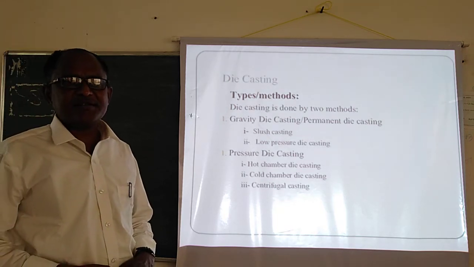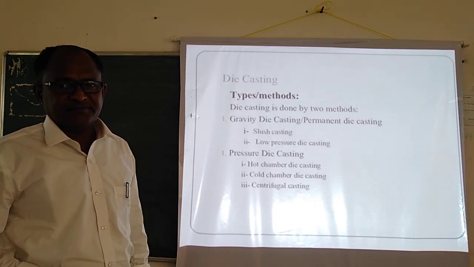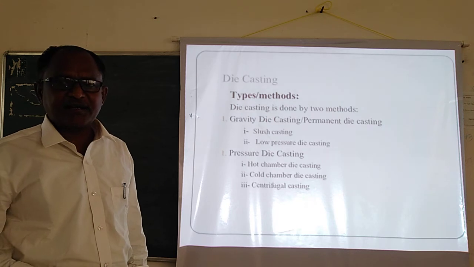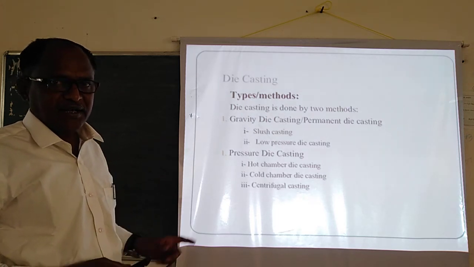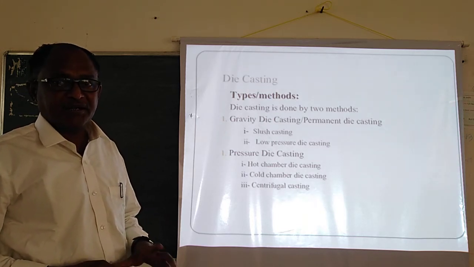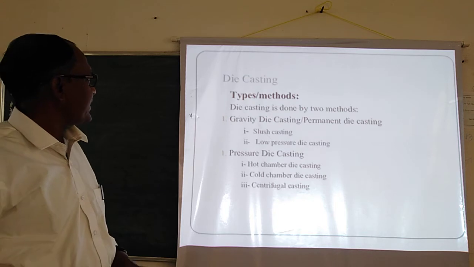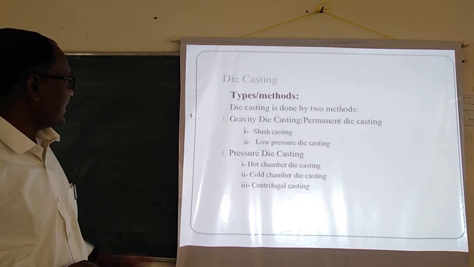You know that die casting is nothing but the mold which is manufactured from metal. So in sand casting the molding box is made up of sand, but in die casting it is made up of metal. So metal is there, that's why it is called die casting. These are the various types of die casting.